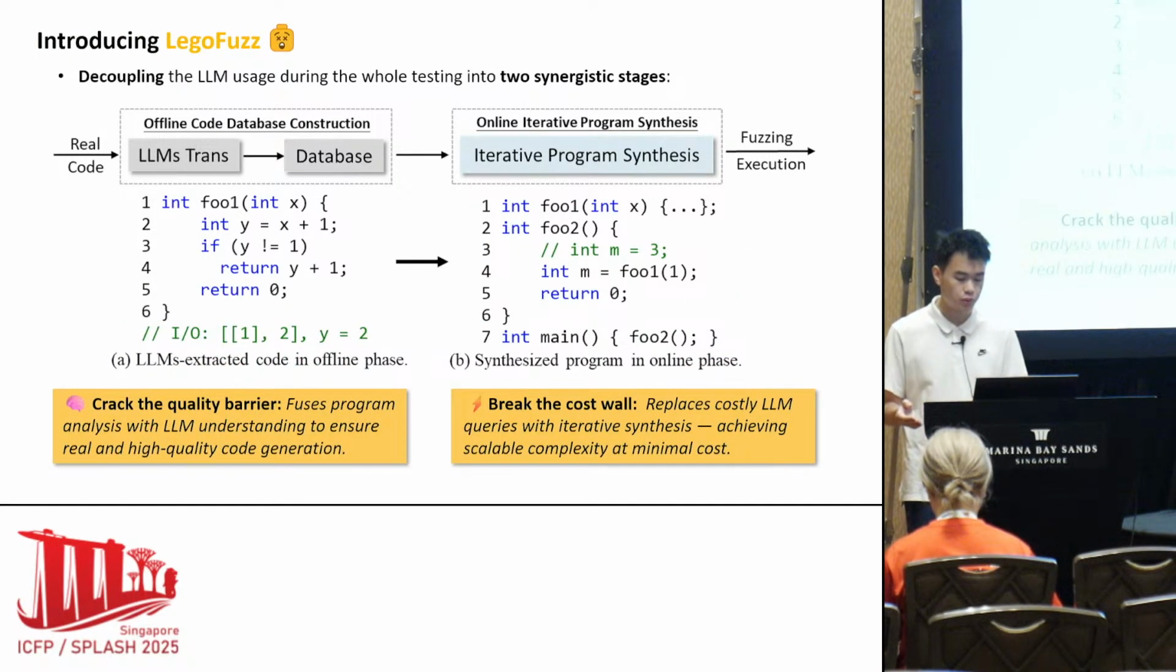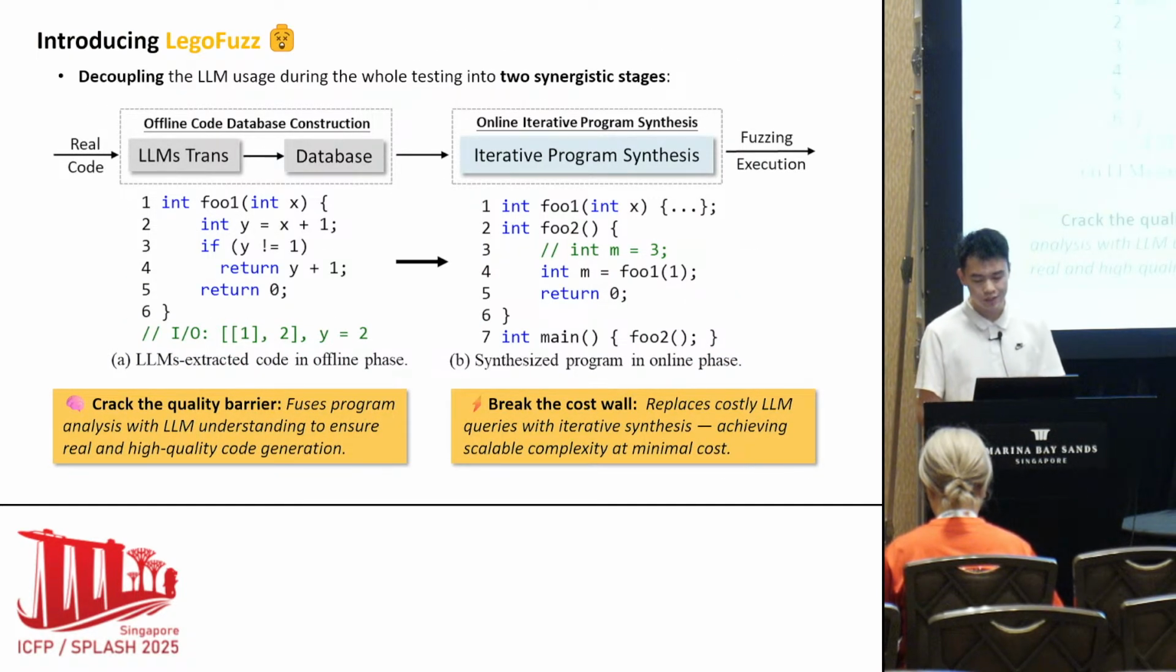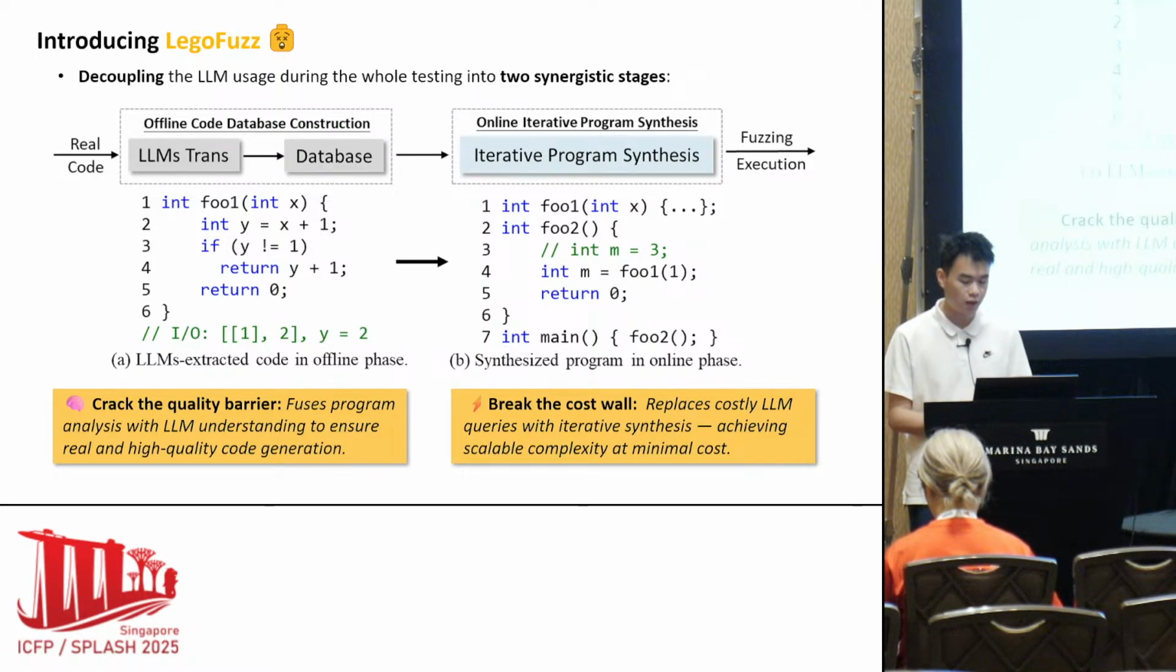To address these issues, we designed LegoFast. The core idea is very simple. We decouple the LM usage into 2 stages: an offline stage that builds a reusable code database using the LM, and an online stage that synthesizes large volumes of programs without querying the LM again.